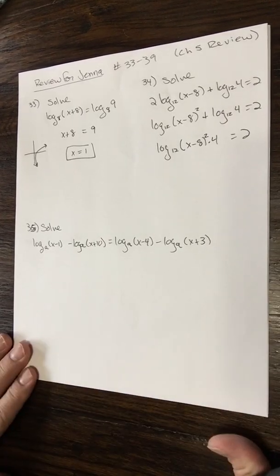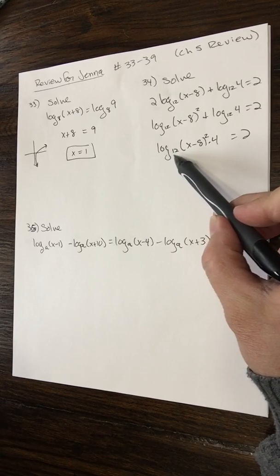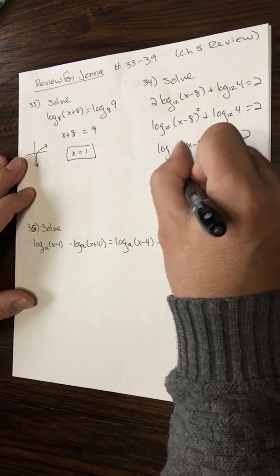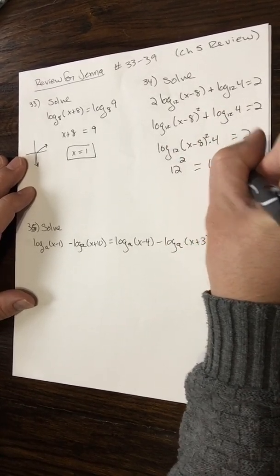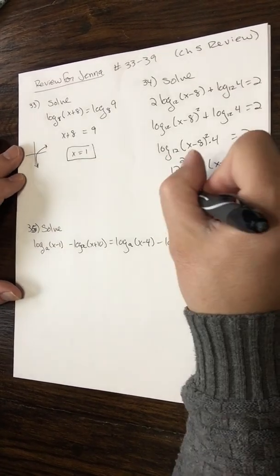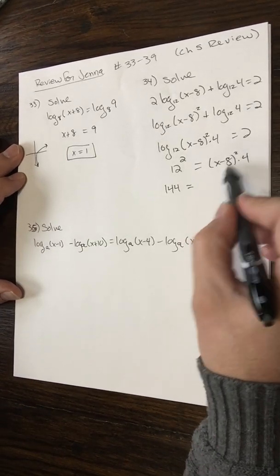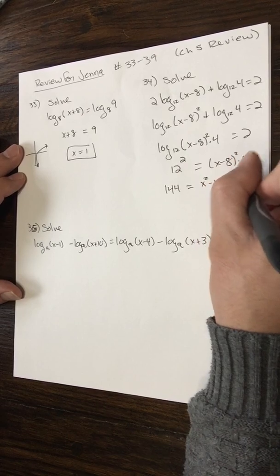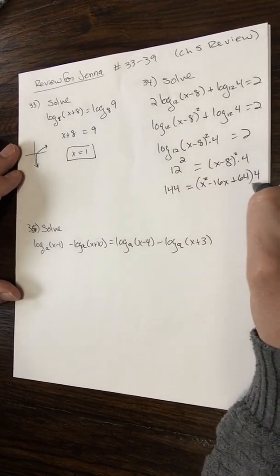So now that I have it written as just one log statement, I can rewrite this. The base of the log is the base of the exponent, and these two things switch places. So it'll go 12 to the 2 is equal to x minus 8 squared times 4. Now it's just algebra, okay? So this is going to be 144. If I multiply x minus 8 squared out, it ends up being x squared minus 16x plus 64. That's what I get by writing it twice and multiplying it out.